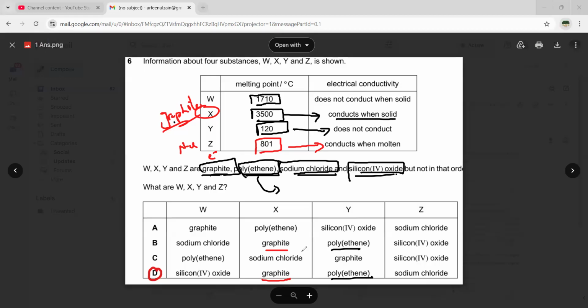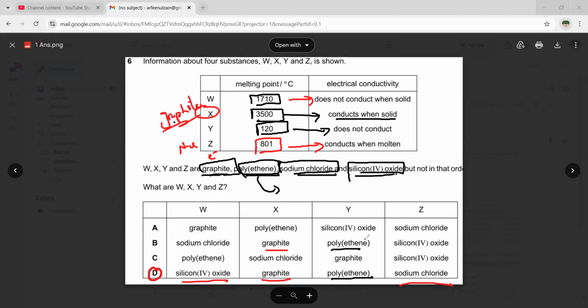And what about W? W has a high melting point and does not conduct electricity in a solid state. This gives an indication that this is silicon dioxide, because silicon dioxide has similar properties to diamond: high melting point, and does not conduct electricity in a solid state.